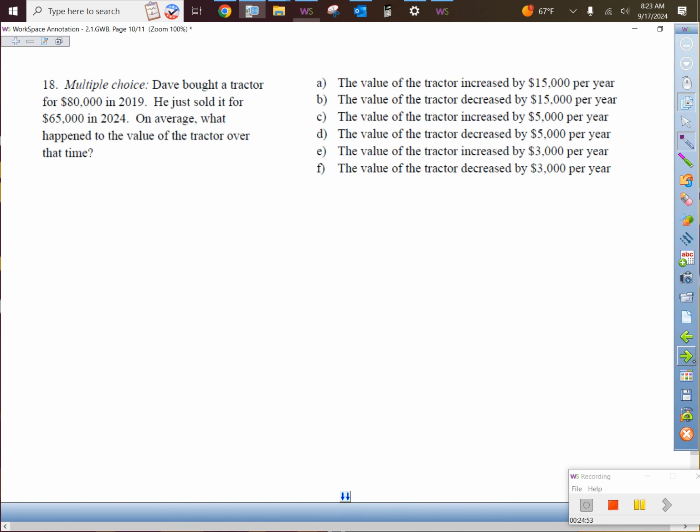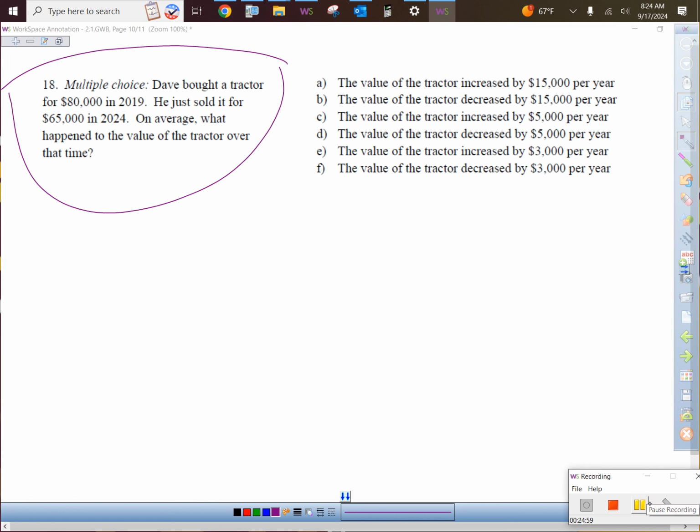Cool. So multiple choice. Let's read this and see what we need to do. What is the value of the tractor over time? On average, find the rate of change. So let's write an ordered pair with these two. Do you want to do the 2019 first or the 2019 last in the ordered pair? Where should the 2019 go? First, because it is a unit of time. So ordered pair of 2019, 80,000.